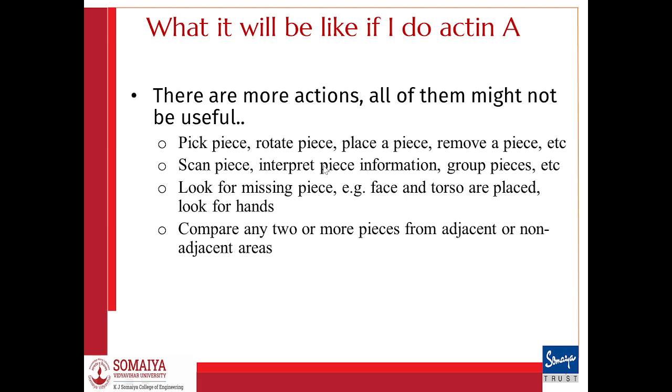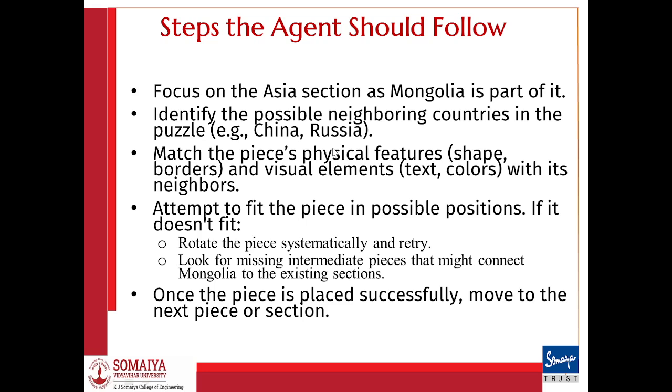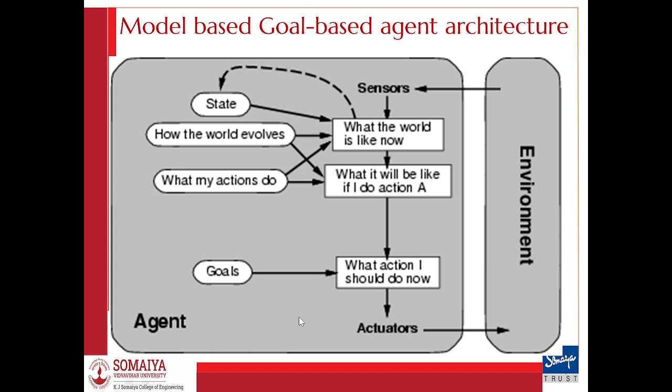So given multiple actions the agent has, which action should it perform now? There might be multiple actions, but all of them might not be exactly useful. So in this particular scenario, it can focus on the Asia section as Mongolia is part of it, or match the pieces' physical features with its neighbors and try to fit it in over there, or in the worst case, leave the piece aside and move on to the other pieces. Or possibly, you are successfully able to place the piece, and then you can move on to the next piece or next section and so on.